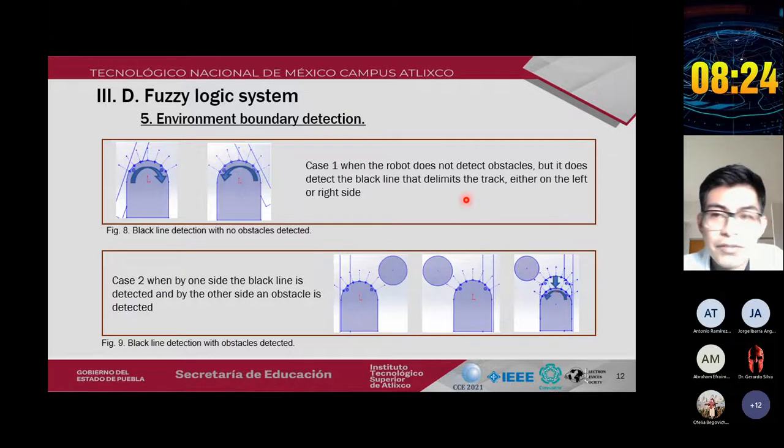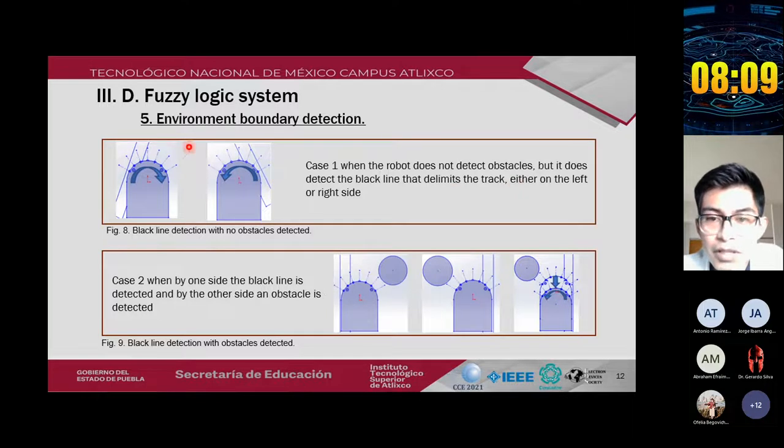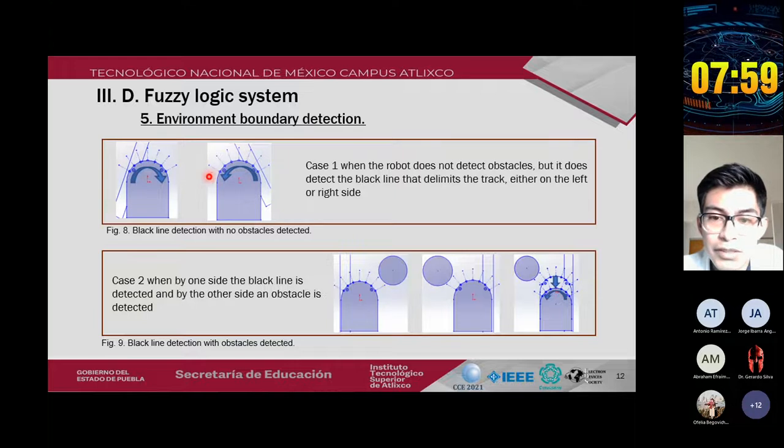Another important specification for the robot's performance is that it should know where the limit of the area is, marked by the black line. To achieve this, two possible cases were considered. Case one: when the robot does not detect an obstacle, but it does detect the black line that delimits the track, either on the left or right side. When this occurs, the robot executes a turn to return to the track.